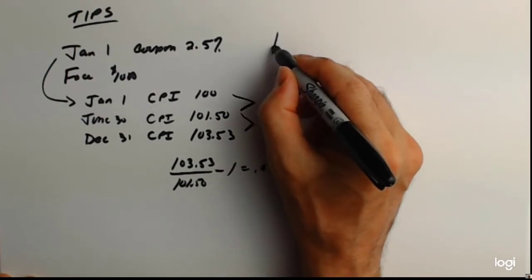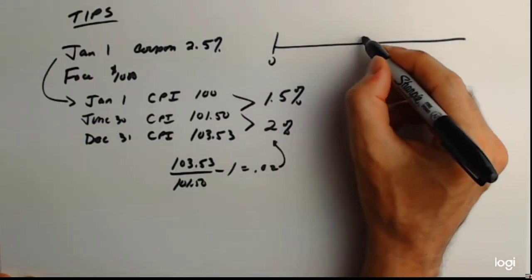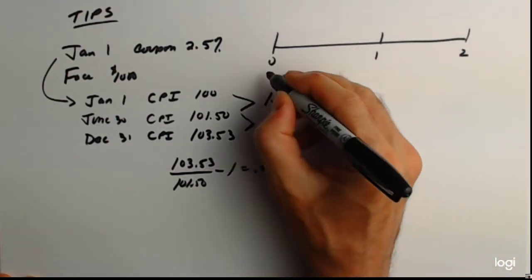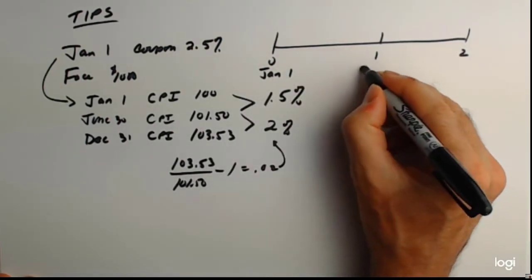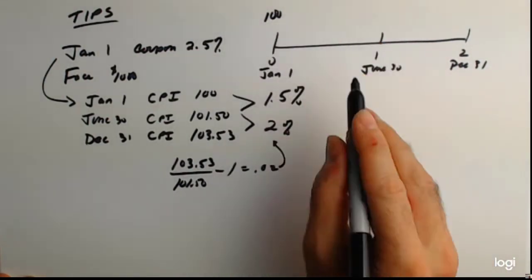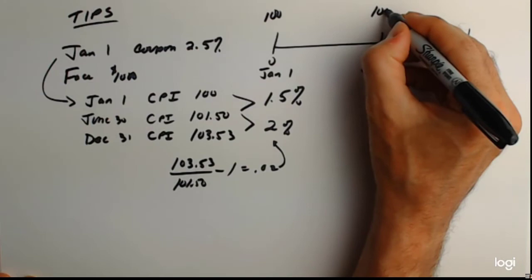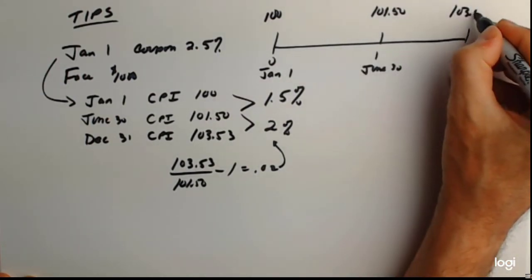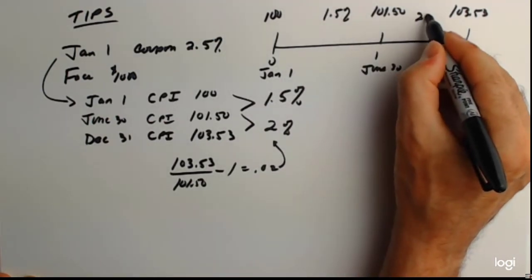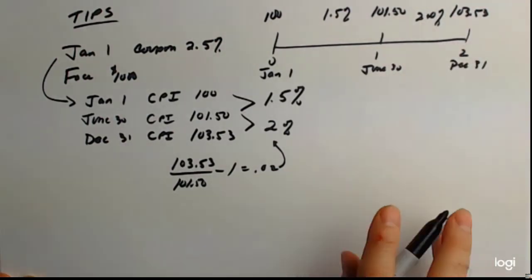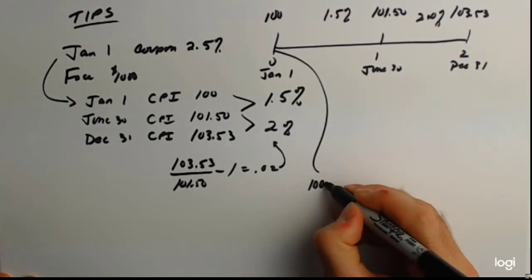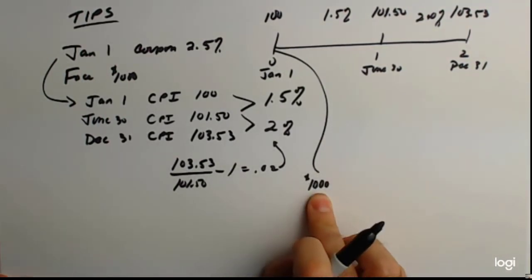So here's January 1. And here's the first semi-annual period. Here's the second semi-annual period, January 1, June 30th, and December 31. The inflation rate, or the CPI, was 100, 101.5, and 103.53. From here to here was 1.5%, and then 2%, just to keep our heads on straight. Now let's look at what happens with the inflation rate here and how it impacts the principal for a TIP.